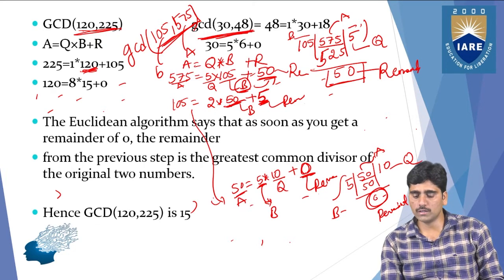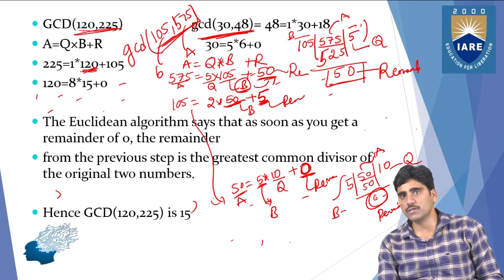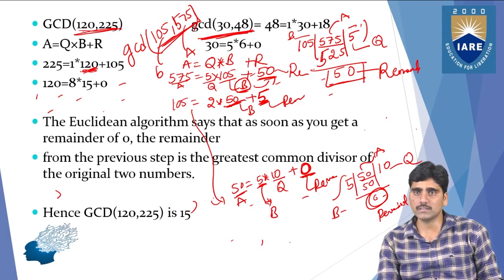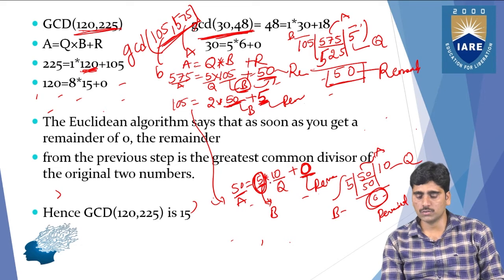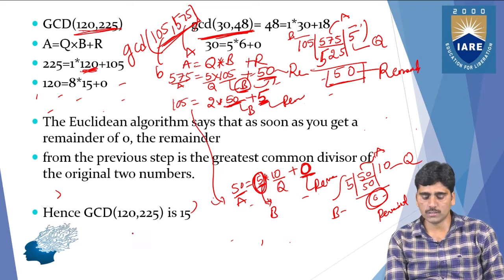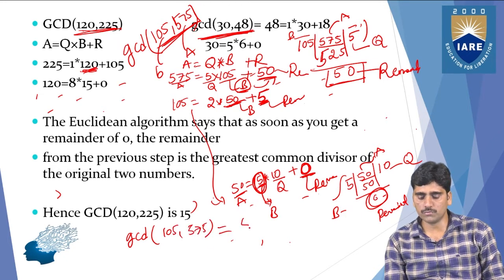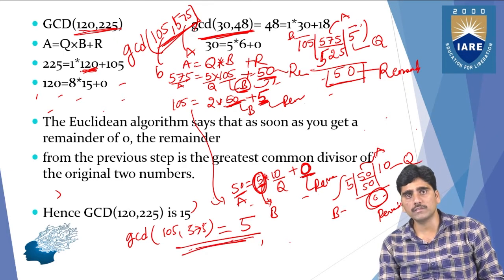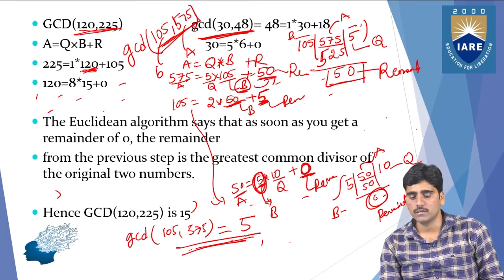As soon as we get the remainder as 0, the B value in the last step of this sequence is the greatest common divisor. So GCD of 105 and 575 equals 5. The greatest common divisor of 105 and 575 is 5. That's the way you can say it, right?